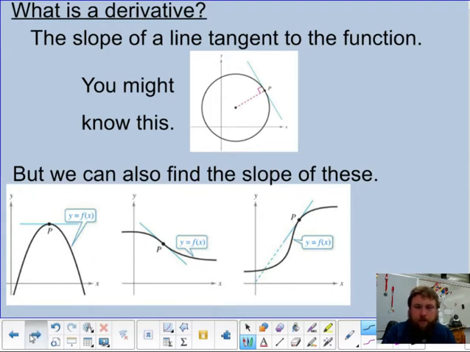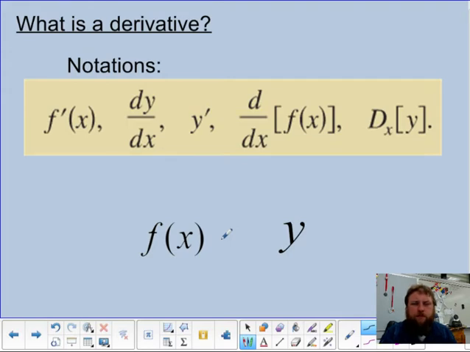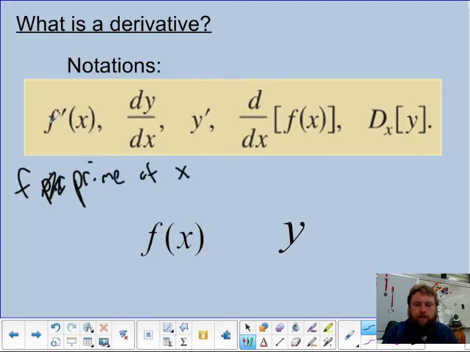That's our derivative. So what are some notations for this derivative? You'll see a lot of different notations, and you've got to get comfortable with all of them. A lot of times we'll do this notation here. We'll call this f prime of x.